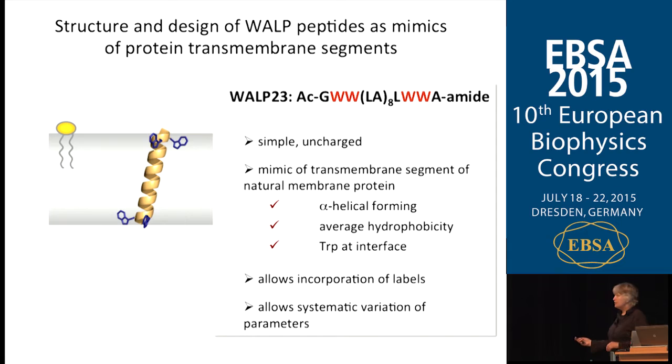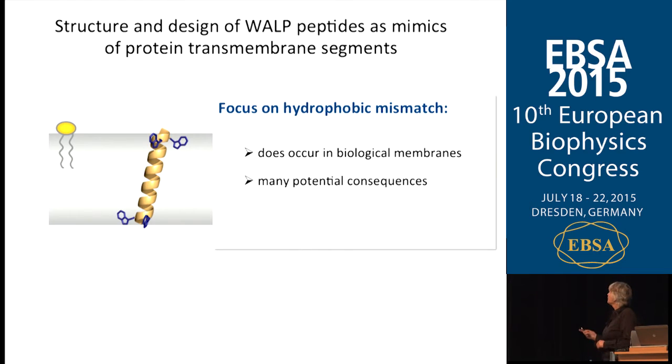Now you can vary all kinds of things. We decided to focus on hydrophobic mismatch. And why? Two reasons. Because it occurs in biological membranes. Not all transmembrane proteins have the same length, and not all membranes have the same thickness. Some proteins have to distribute between different bilayers. So it is encountered in biological membranes.